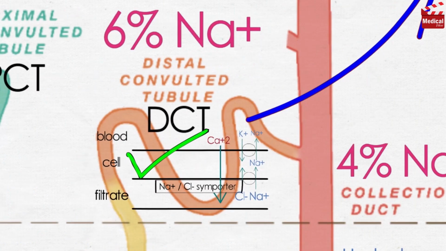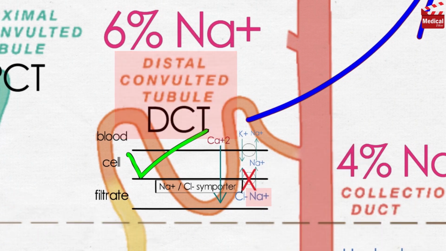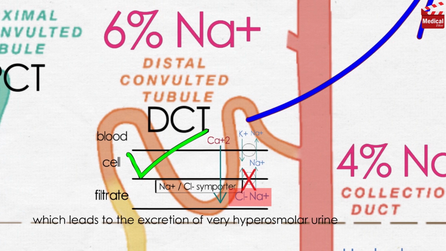They cause diuresis by decreasing sodium reabsorption, mostly from the distal convoluted tubule. This is done by inhibiting the sodium and chloride cotransporter on the luminal membrane of the tubules, increasing sodium and chloride excretion, which leads to the excretion of very high osmolar urine.